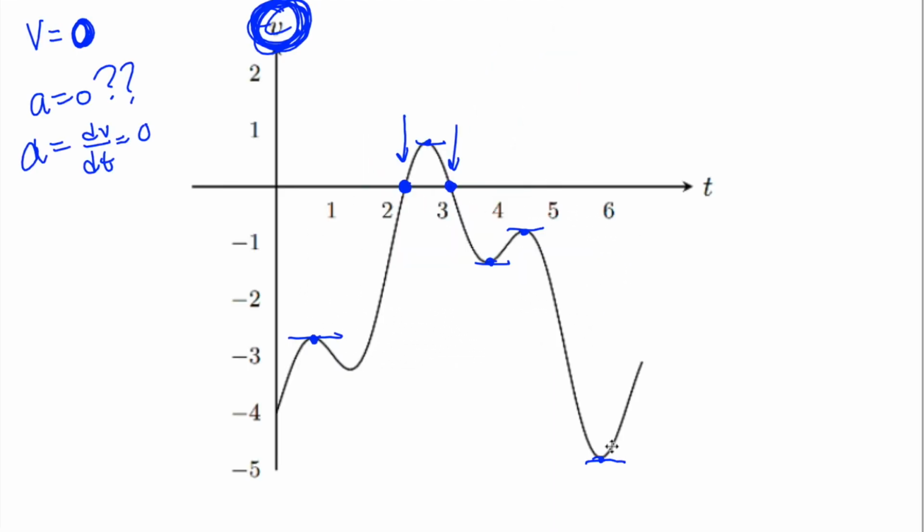So these are all points where acceleration is going to equal 0, when the rate of change is 0. And we know the rate of change is 0 because, look, we have maximums and minimums here, maximums and minimums here. Like we said before, the distance would have to be represented by the integral of velocity.